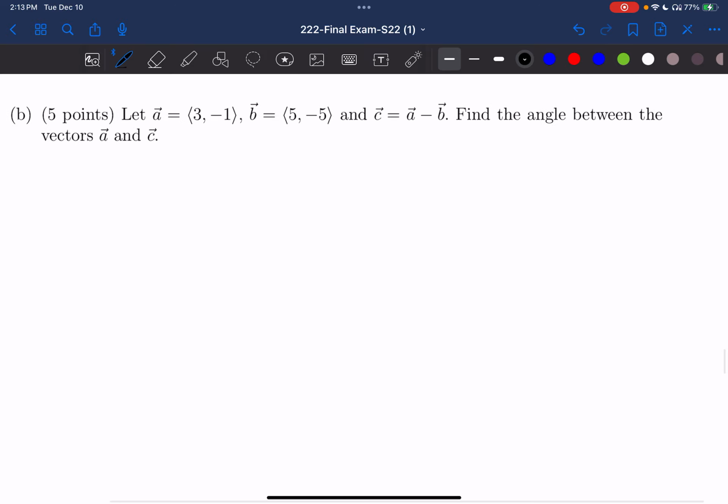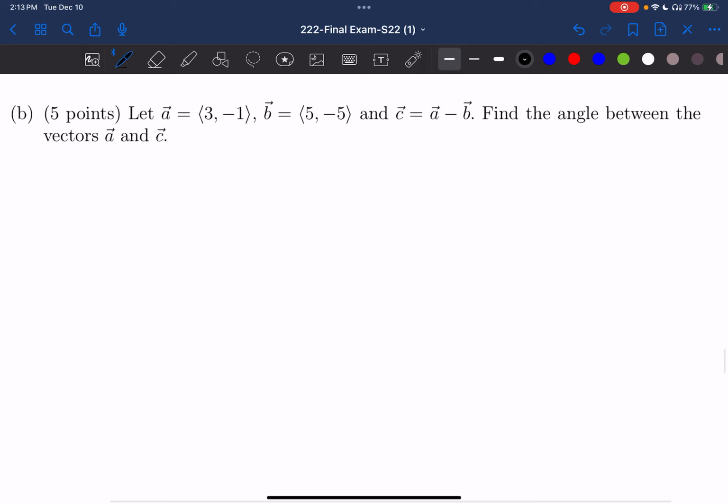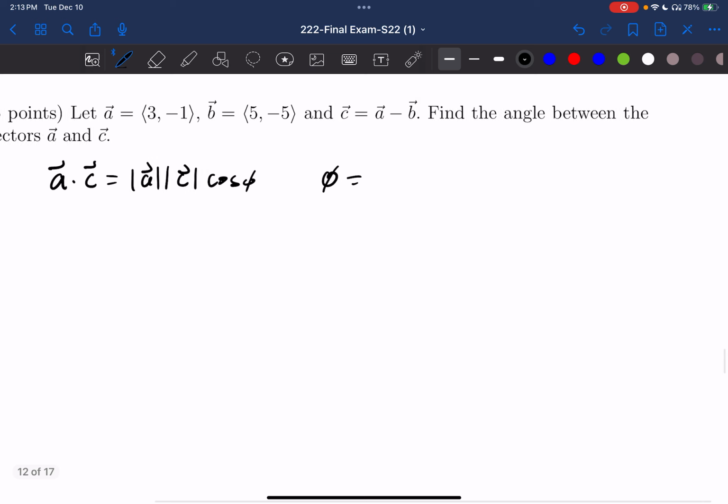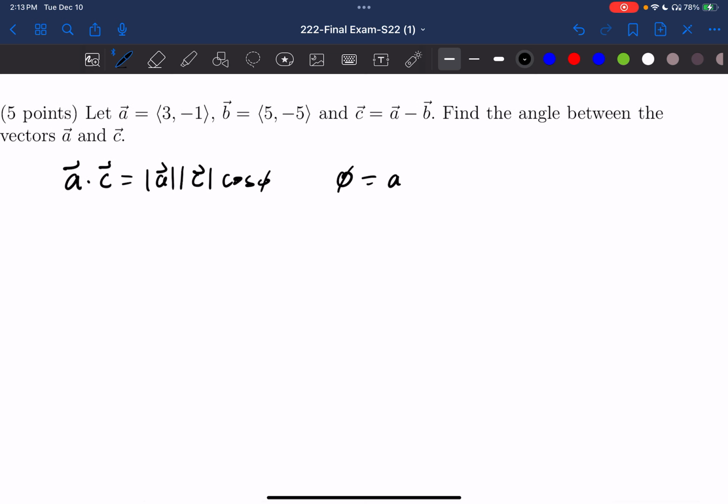Let a be this, b be this, and c be a minus b. Find the angle between vectors a and c. If we need to find the angle between a and c, we can say that a dot c will be equal to the magnitude of a times the magnitude of c times cosine theta. So solving for theta, we get arc cosine of a dot c divided by the magnitude of a times the magnitude of c.